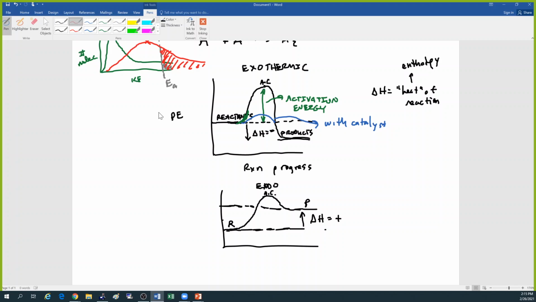That's what makes it an endothermic reaction overall. But notice that our activation energy is going to be measured from baseline of reactants to the peak of the activated complex, the peak of the hill. So our activation energy is here now. Okay? Now watch an interesting thing.